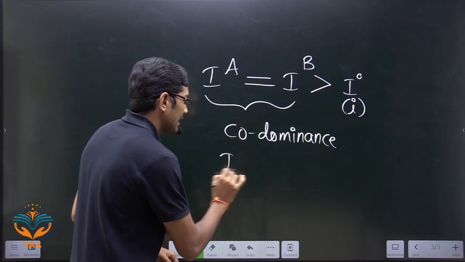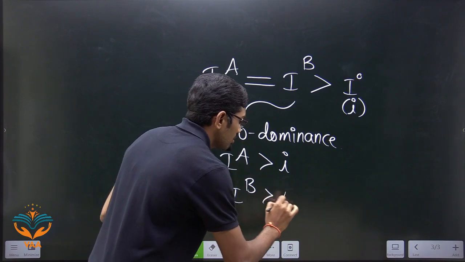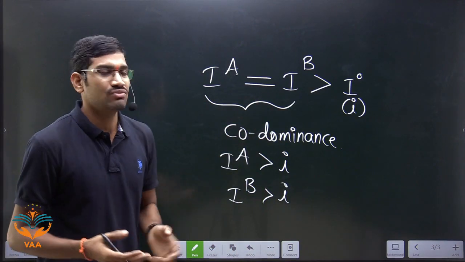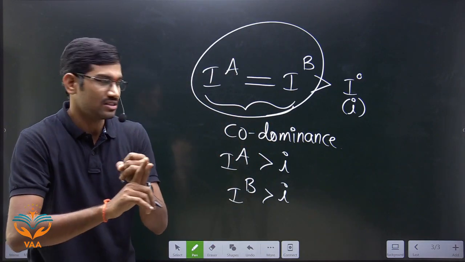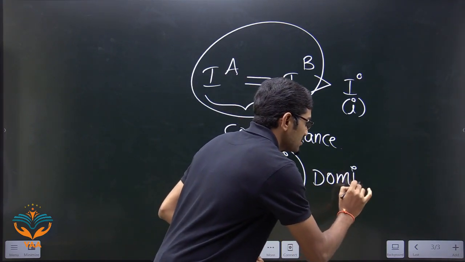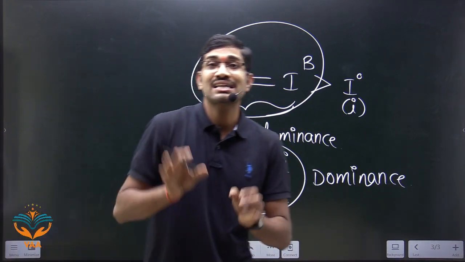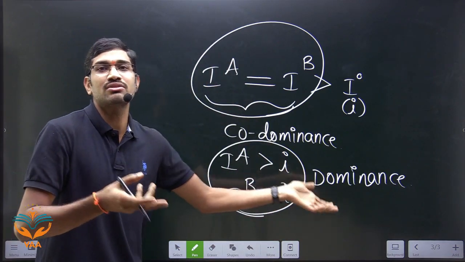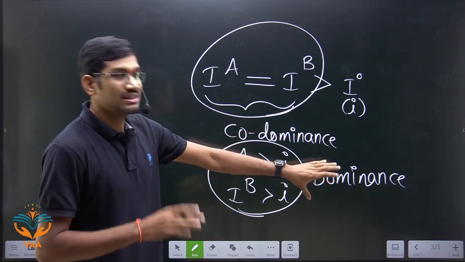That means IA is dominant over small i, and IB is dominant over small i. See, actually we should not write like this, but for easiness we are using it. These two are showing codominance, and we are also observing complete dominance, or simply dominance. Sometimes this is also called dominance recessiveness, since one is dominant and the other is recessive. In this way we are observing these.